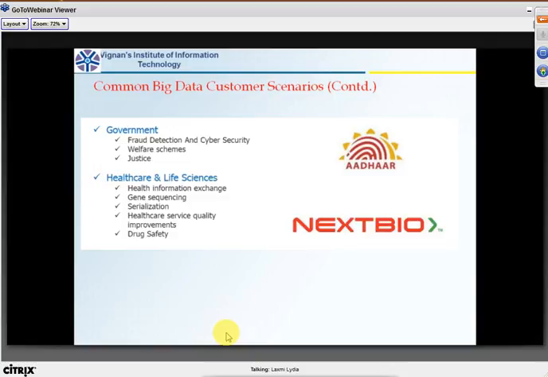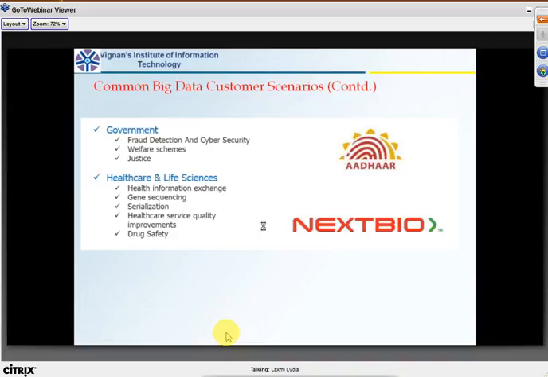So it is going to be shown, and that is going to play a vital role, because people are going to get information regarding diabetes and what kind of preventions and care have to be taken. This is the responsibility of the government to take care of its citizens. So all these things are generating big data, right? Healthcare and life sciences are also generating big data, and NextBio is a company which is generating lots of big data with regard to healthcare and life sciences.